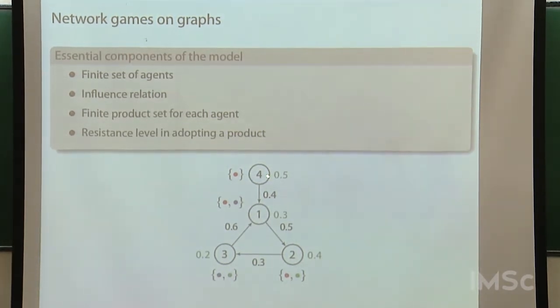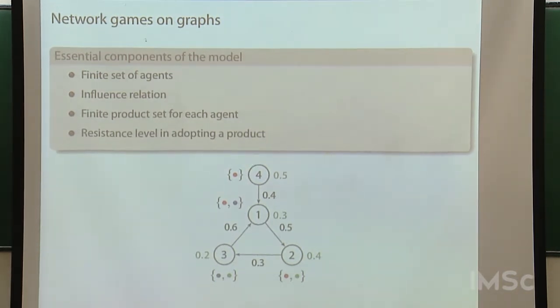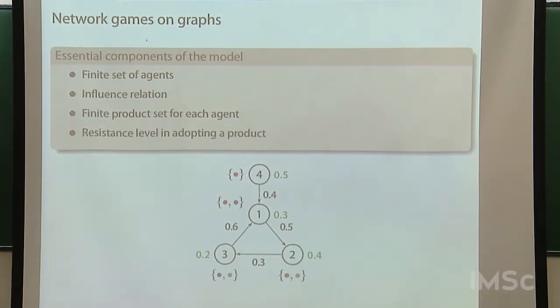So we associate, these are usually called threshold values in the literature. With each agent or each node, you also associate a number. These are called thresholds. Okay, so for instance here, the threshold for 1 is 0.3, the threshold for 2 is 0.4, and so on. Let me formally define this.